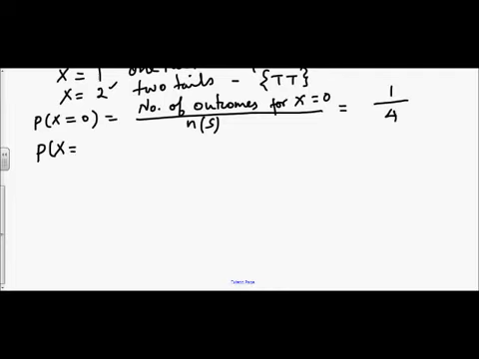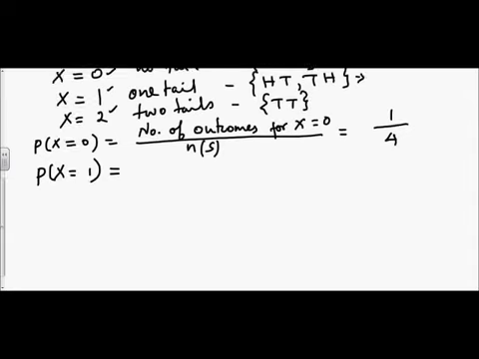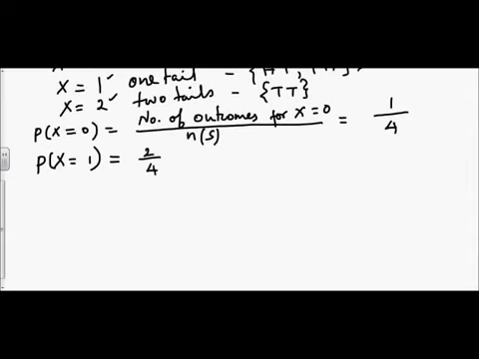I can also find the probability of X equal to 1. As we saw, there are two elements in the set, therefore this would be 2 over 4. I'm going to retain this as 2 over 4. I'm not going to simplify this now. X equal to 2, and I have TT for X equal to 2, so this would be 1 over 4. So I have found the probability for each value of the random variable here.